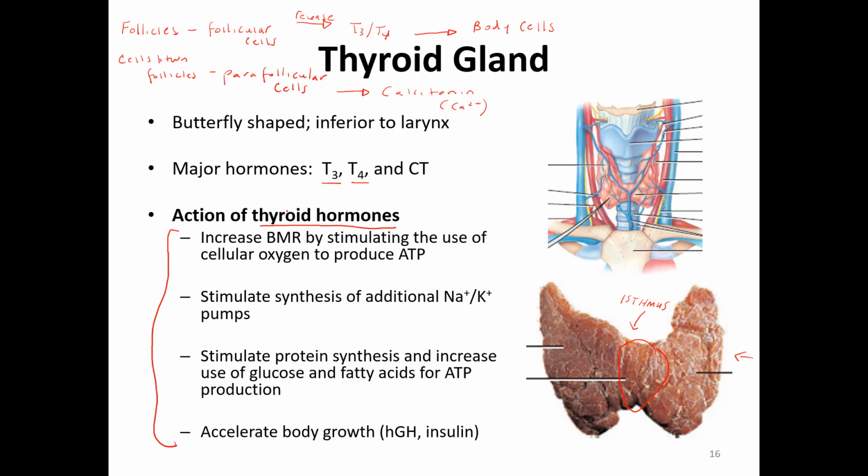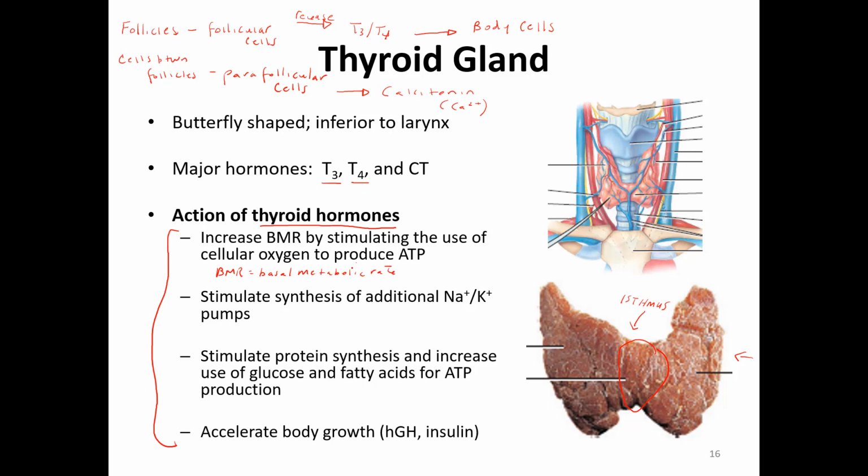So let's jump down here to function. We can see that the first action of thyroid hormones would be to increase the BMR by stimulating the use of cellular oxygen to produce ATP. So BMR is an abbreviation that stands for basal metabolic rate. The basal metabolic rate.